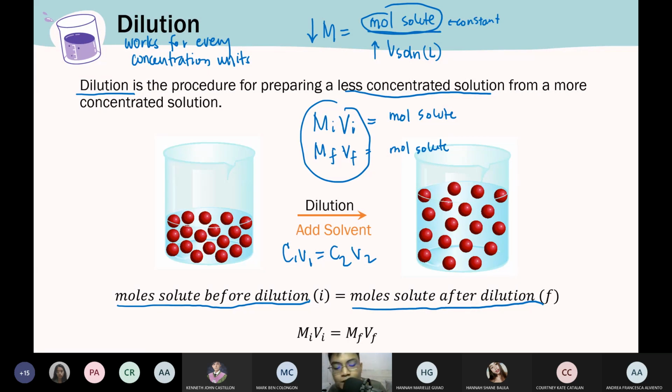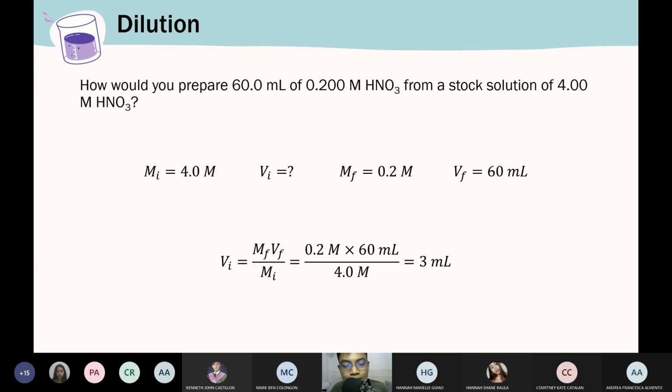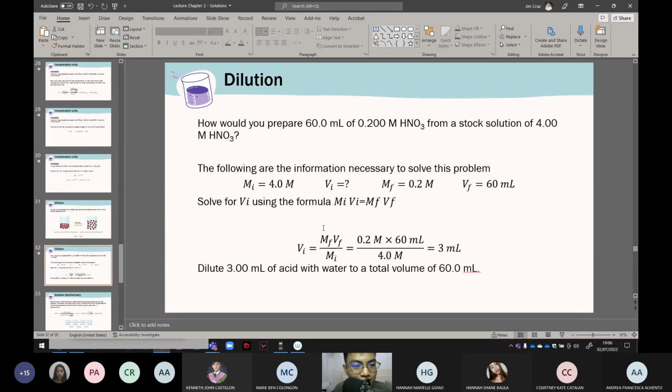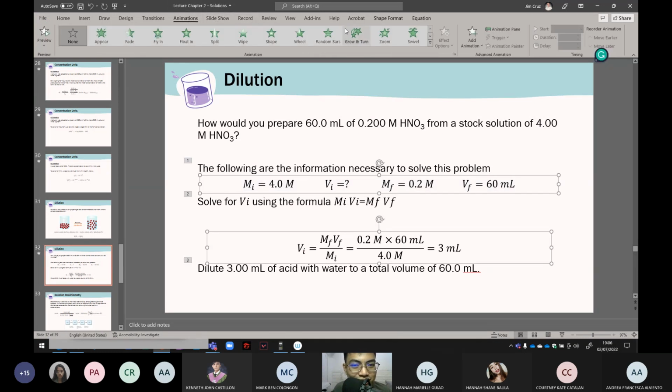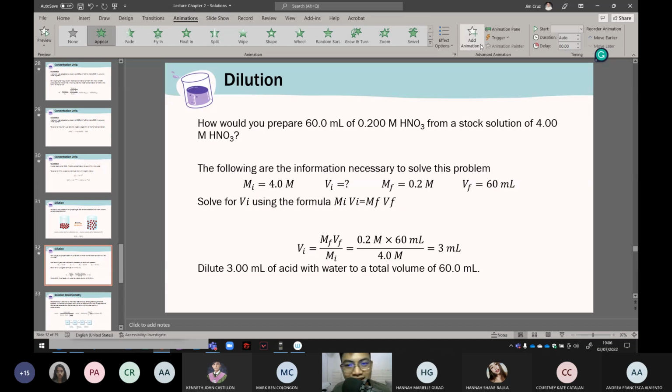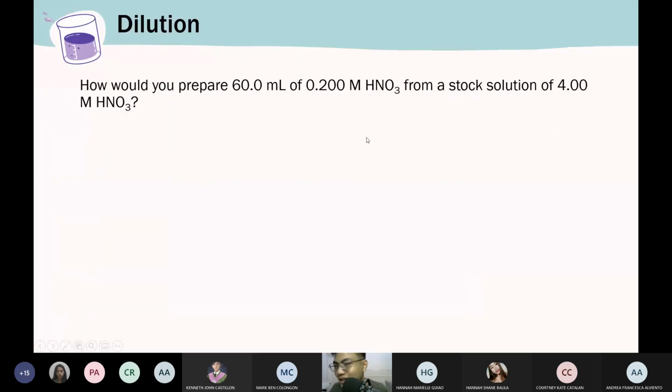Let's answer some dilution problems. Oopsie. Discard ko na lang. Hindi ko pala natanggal yung mga equation. Animation, appear. Okay, anyway. Let's answer this problem. Kahit nakita nyo na yung sagot.